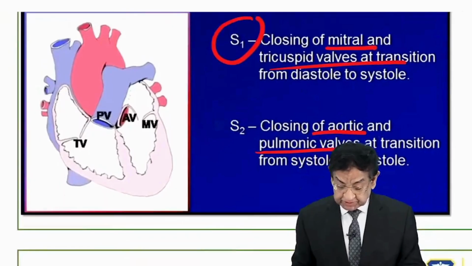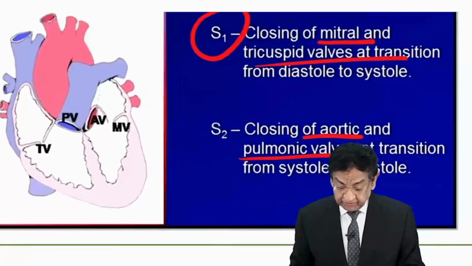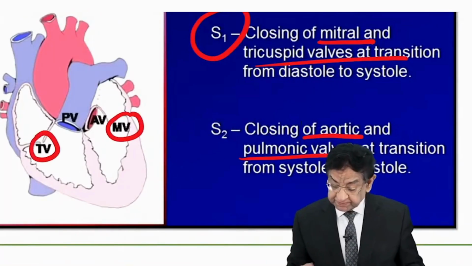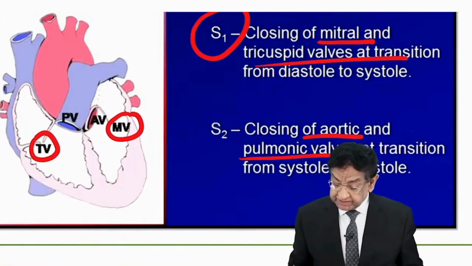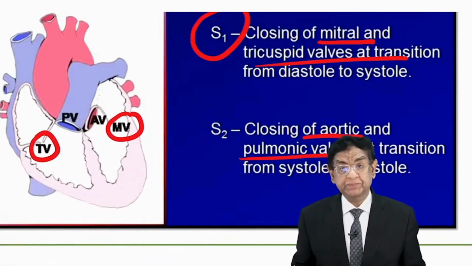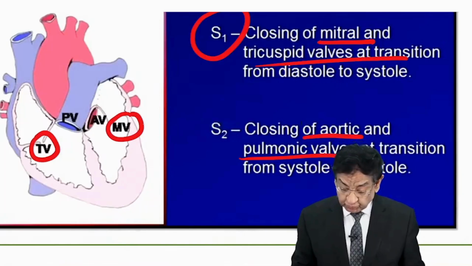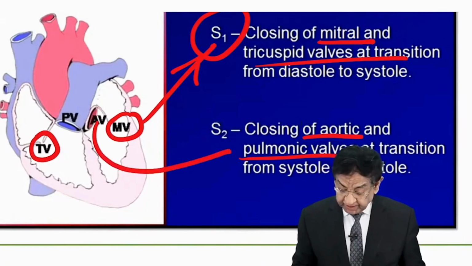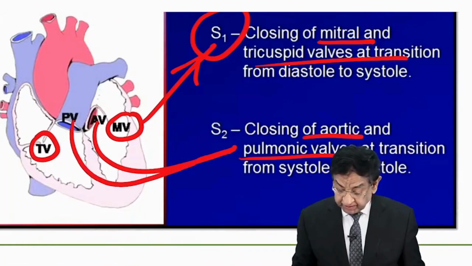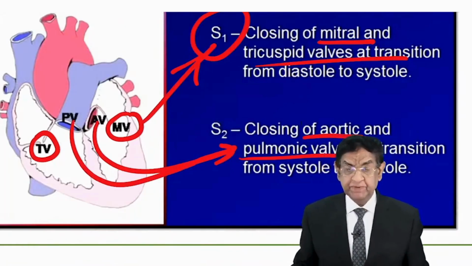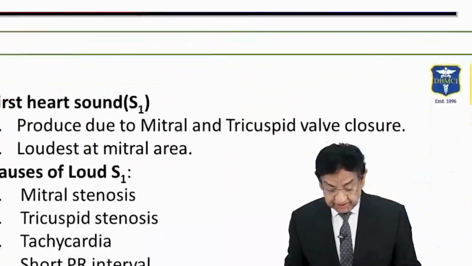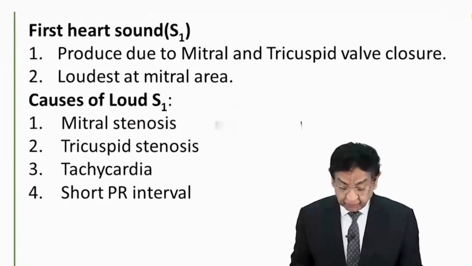So look into this. We have a mitral valve, we have a tricuspid valve. When these valves close, they will produce S1, and we have an aortic valve and pulmonary valve. When they close, they will produce S2. With this small basic information, now we take one by one.